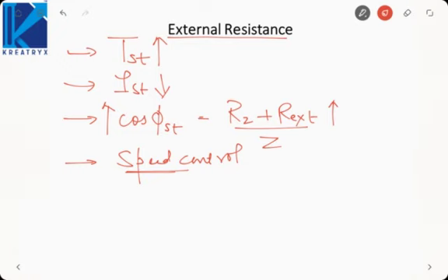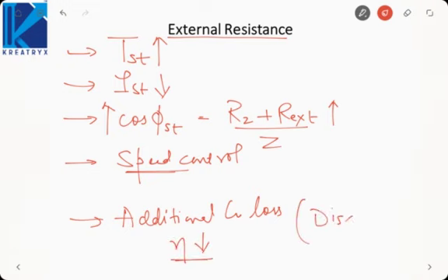So these are some of the advantages of external resistance, but what is the disadvantage? It has additional copper loss, due to which the efficiency of the machine will reduce. This is a disadvantage of the external resistance. Okay, so this is the purpose of connecting the external resistance in a wound rotor.